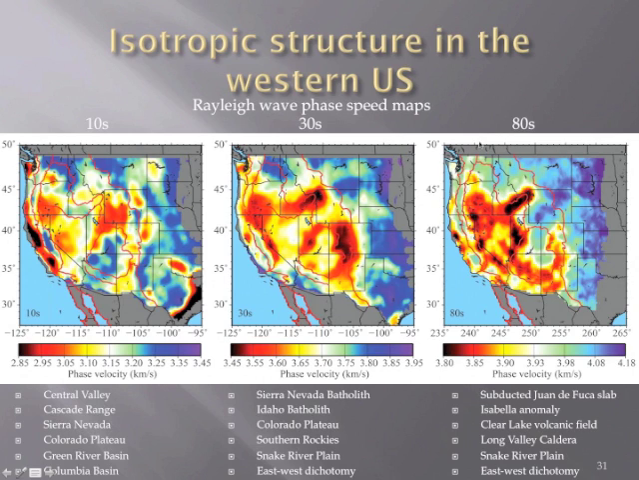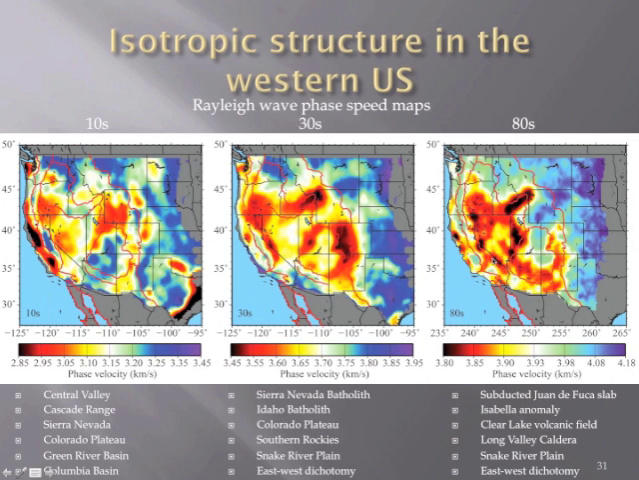If you go to 80 seconds, it becomes sensitive to even deeper structure. It's mostly upper mantle structure. Again, the Snake River Plain and Yellowstone show up very nicely over here, and the edge of the Colorado Plateau shows up. Now we can also start to see the subduction of the Juan de Fuca plate over here, as well as this delamination feature or remnant slab feature, the Isabella anomaly over here.